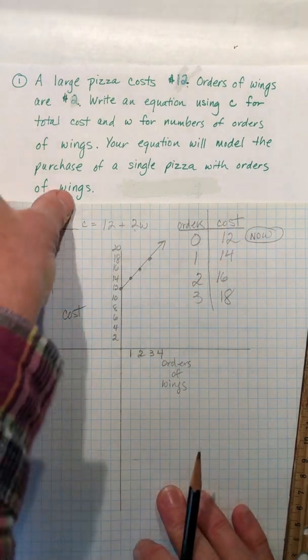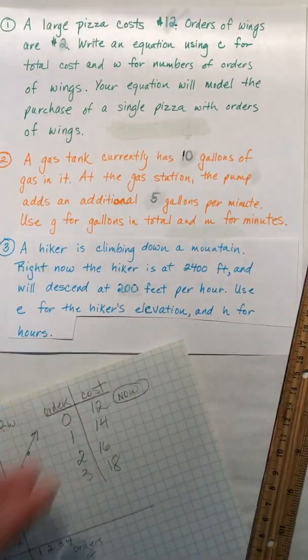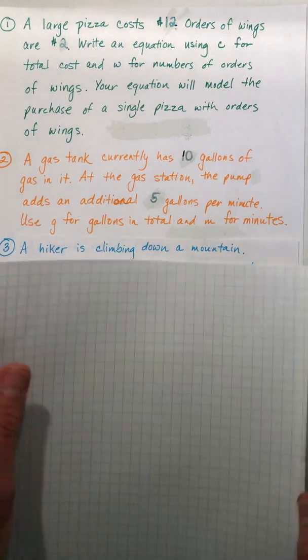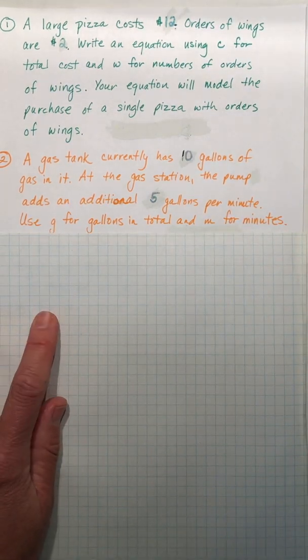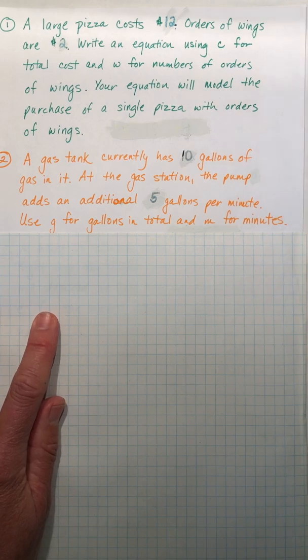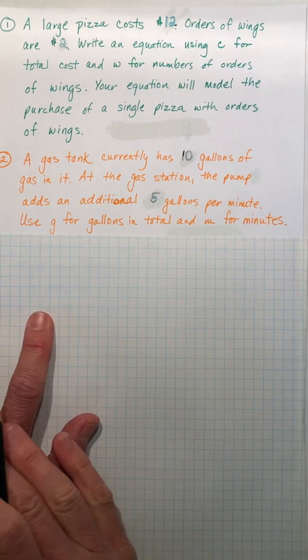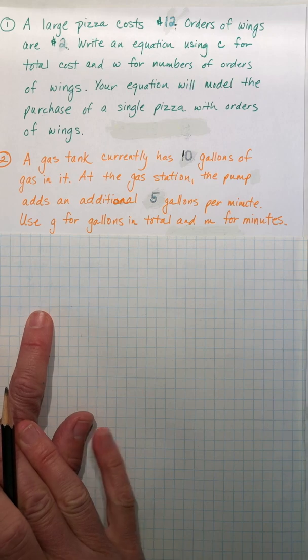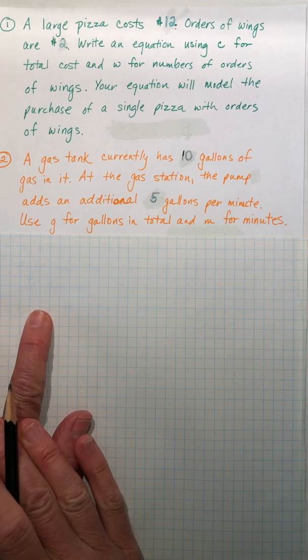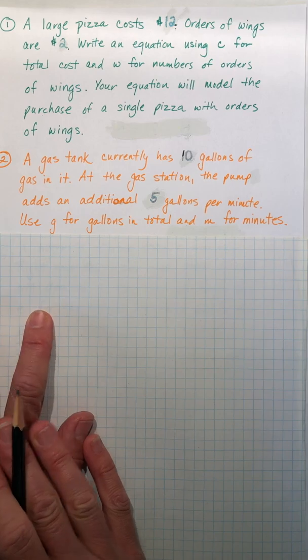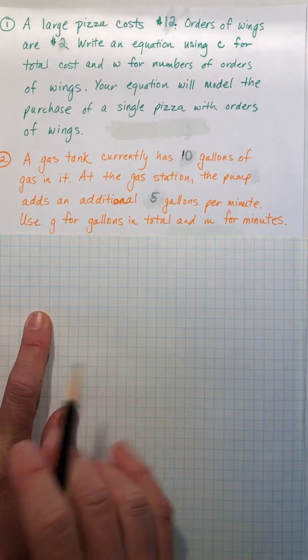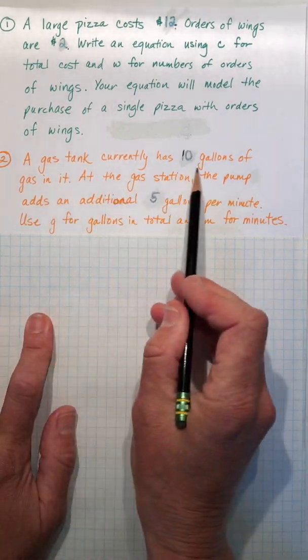Let's look at a second one. Okay, a gas tank currently has 10 gallons of gas in it. At the gas station, the pump adds an additional 5 gallons per minute. Use G for gallons in total and M for minutes. So we're going to write our equation, create the table of values, and then we'll do the graph. So, where's my rate of change here?